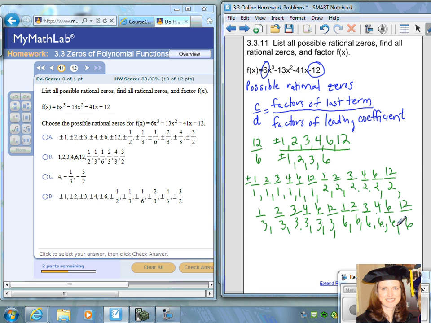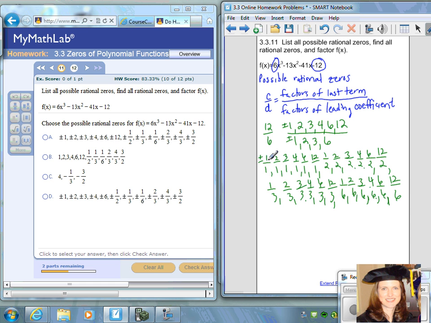Now this is our big listing, but this can be reduced. We're going to reduce them so that we can generate the entire list. If we take all these divided by 1, it's going to be plus or minus 1, plus or minus 2, plus or minus 3, plus or minus 4, plus or minus 6, plus or minus 12. Now I'm not listing out the plus or minus, but that's understood. And then divide all these by 2. We get 1 half. Now the 2 over 2 simplifies to just 1. We don't need to list it again.